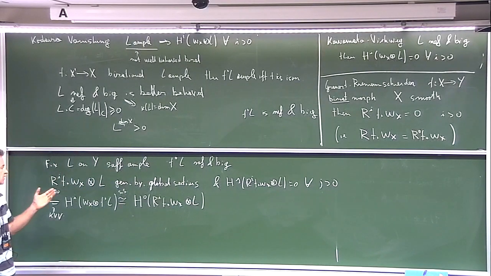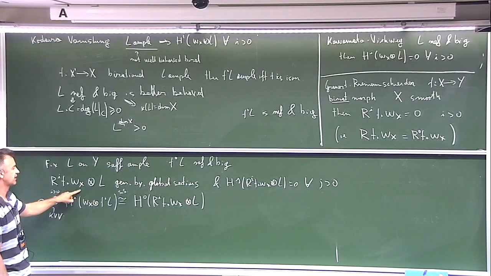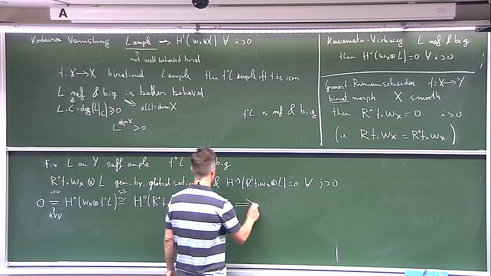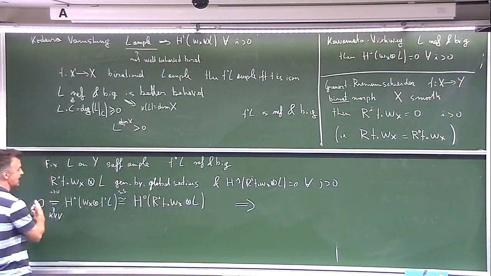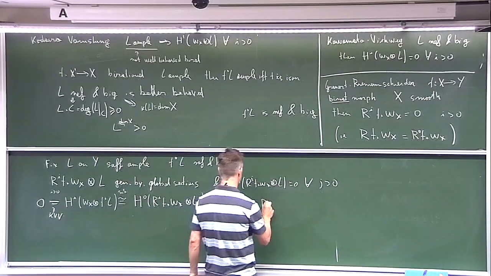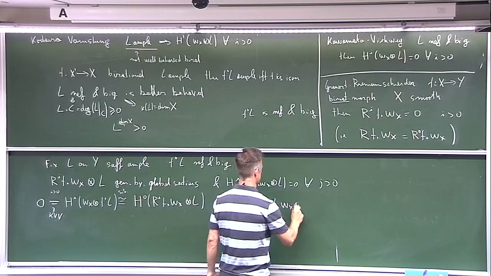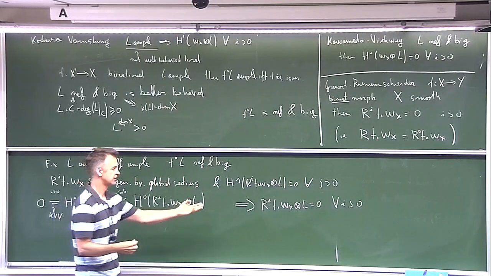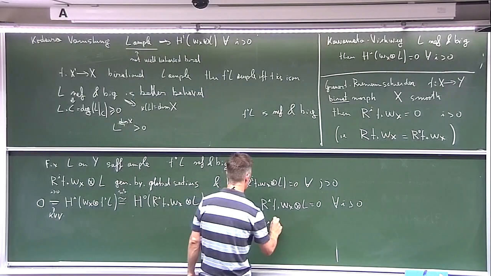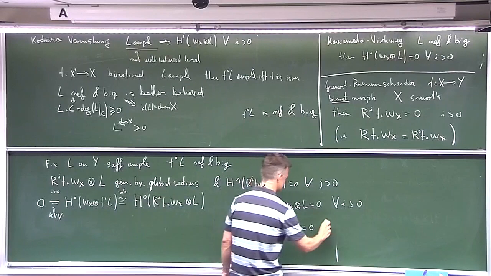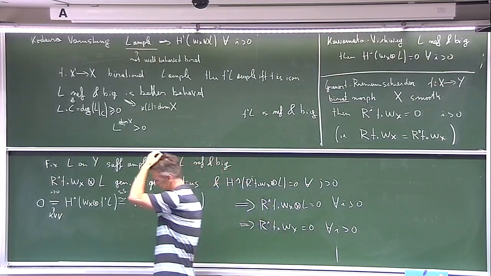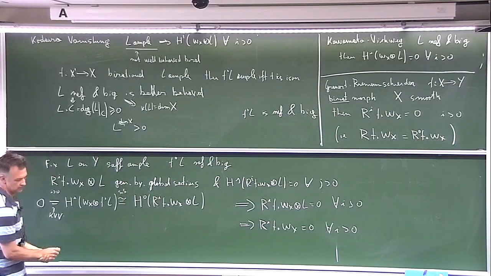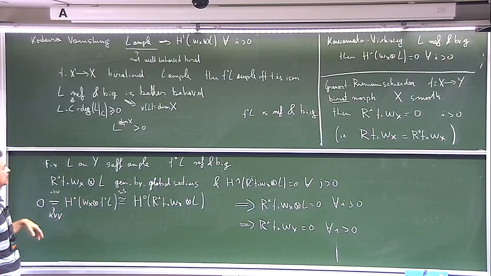OK, so these vanish, but I notice that these are generated by global sections. So this actually tells me that if something which is generated by global sections has no sections, then it must be the zero sheaf. But now L is a line bundle, it's invertible. So knowing that this vanishes actually says, of course, that R^i F lower star of omega X is equal to 0. OK, and if you phrase it right, you could sort of go back, but let me not worry about that. So it's a relatively easy argument that I'm sure you've probably all seen before.